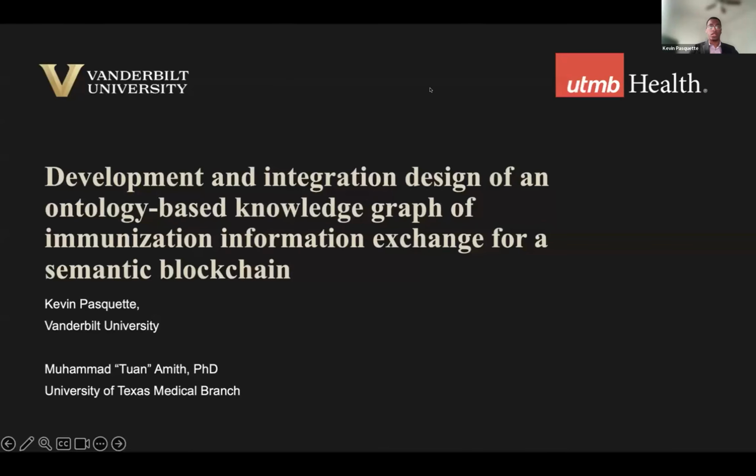My name is Kevin Pasquette, and I'm an undergrad at Vanderbilt. And today I'll be discussing our project alongside Dr. Tuan on developing an ontology-based framework for immunization data exchange using a blockchain.